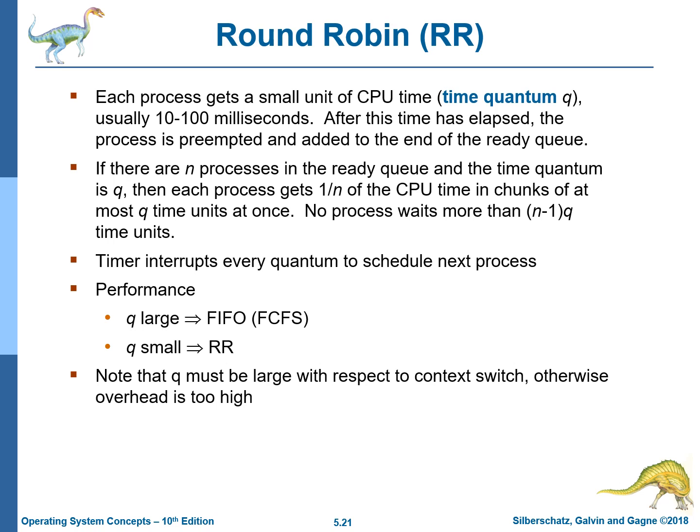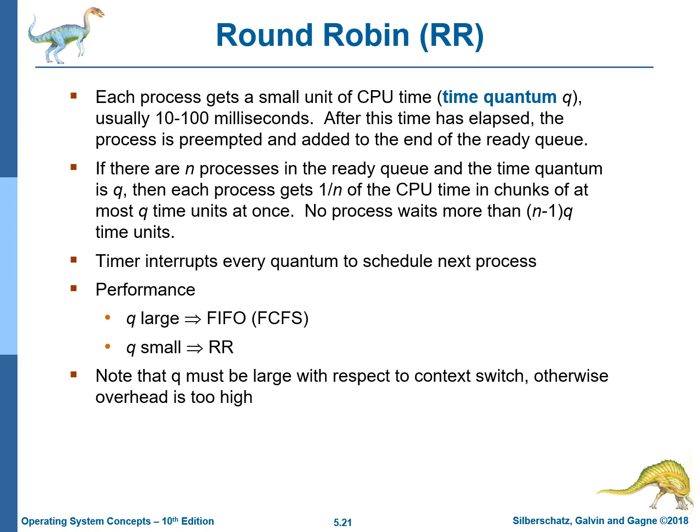Round robin. Each process gets a small unit of CPU time, the time quantum, usually 10 to 100 milliseconds. After this time has elapsed, the process is preempted and added to the end of the ready queue. If there are n processes in the ready queue and the time quantum is q, then each process gets 1/n of the CPU time in chunks of at most q time units at once. No process waits more than (n minus 1) q time units. A timer interrupts every quantum to schedule the next process.